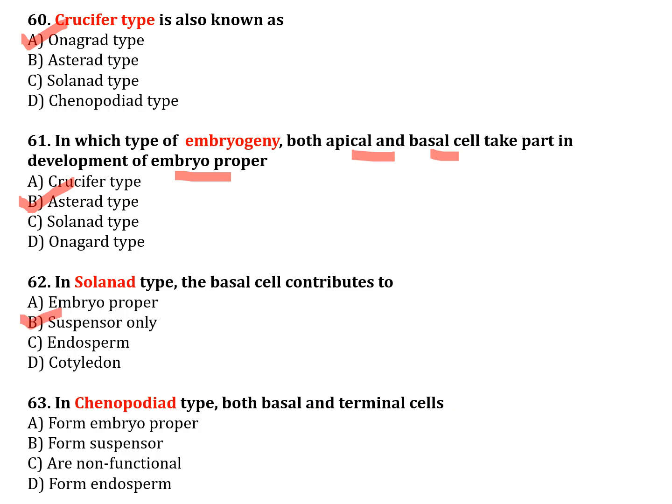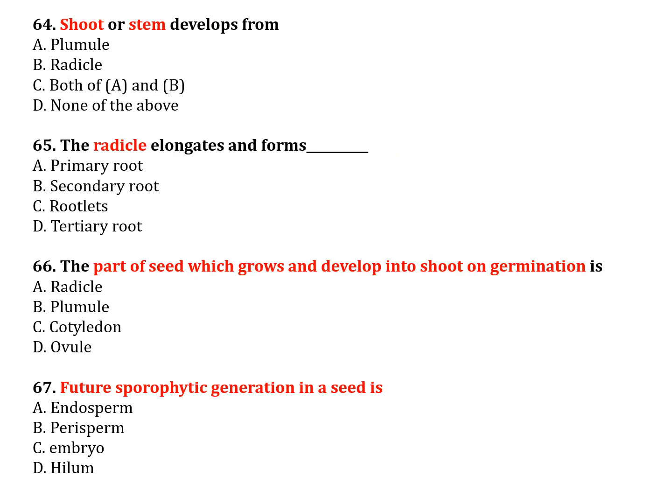The next question, number 63. In chenopodiad type, both basal and terminal cells: option A, form embryo proper; option B, form suspensor; option C, are non-functional; option D, form endosperm. Correct answer is option A, form embryo proper. The next question, number 64. Shoot or stem develops from: option A, plumule; option B, radicle; option C, both A and B; option D, none of the above. Correct answer is option A, plumule.